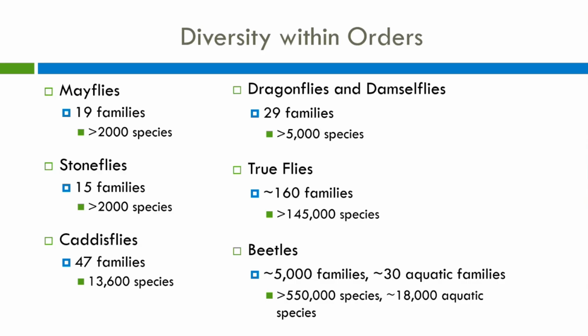You can see with the beetles, we've got over 18,000 aquatic species, but for our data sheet, we only look for one family. That's the Elmidae, the riffle beetles. Actually, two, also water penny beetles.